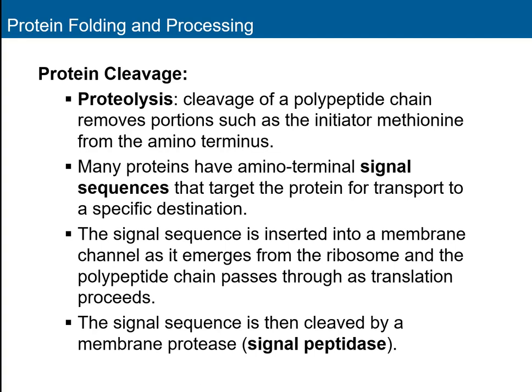In terms of more processing here, this is protein cleavage, right? So proteolysis, right, is the cleavage of a polypeptide chain, okay, which will remove portions of it, like that initiator methionine, okay? So sometimes these proteins or these polypeptide chains need to be cleaved in a certain way before they can be functioning proteins, right? Okay, so it says many proteins have an amino terminal signal sequence that will target them to wherever they need to go. That will need to be cleaved off before it can function the way it needs to. Okay. All right, so I'm gonna show you a picture of that.